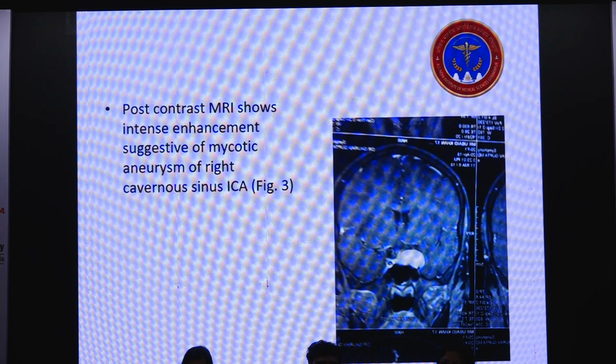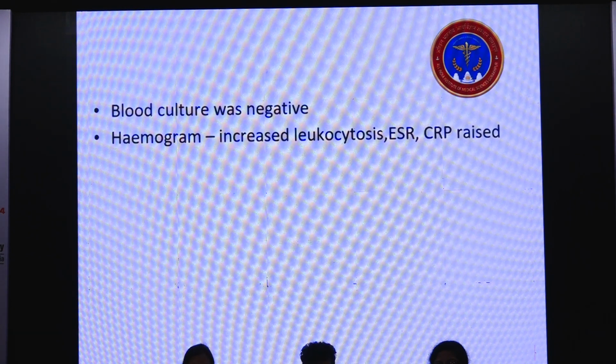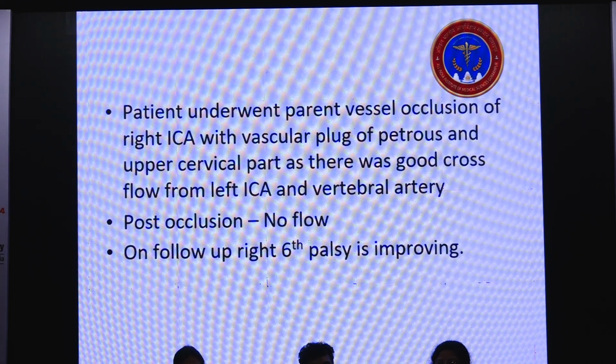Post-contrast MRI also shows intense enhancement suggestive of mycotic aneurysm of the right cavernous sinus portion of the internal carotid artery. DSA, digital subtraction angiography, also confirmed the same. Blood culture was negative, but on the hemogram there was increased leukocytosis, increased ESR and increased CRP, which pointed towards an infective pathology. The patient underwent parent vessel occlusion of the right internal carotid artery with vascular plug at the vertical and upper cervical part. On post-occlusion, there was no flow, and on follow-up, right sixth nerve palsy is improving.